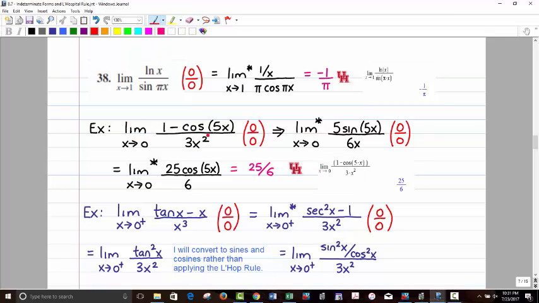0 over 0 when you put that in there, so L'Hopital applies. The derivative of negative cosine would actually be positive sine. Then the derivative of 5x is 5, so just kind of like that last one. Chain rule applies, so I'm kind of glad I did another one of those.